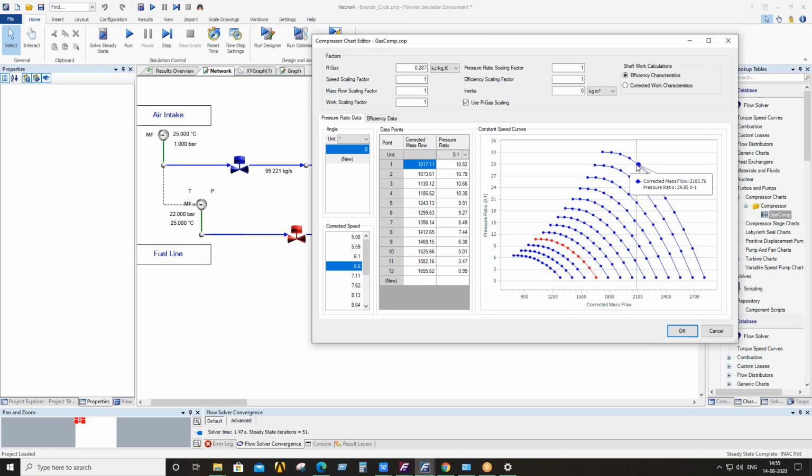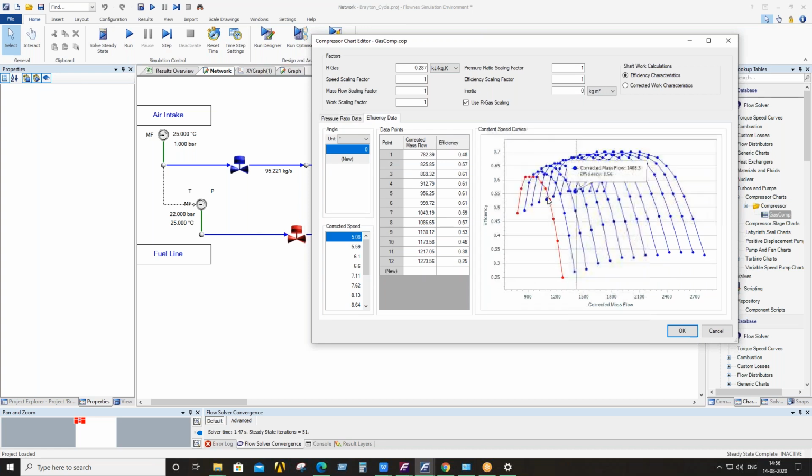These are the constant speed lines, and for each constant speed line we have to input those corrected mass flow and pressure ratio values. For operating the compressor in Flownex, we have to only mention this upper line and lower line so that Flownex will interpolate all the in-between points. And if you want more accurate results, then you can specify a number of graphs so that the interpolation will be accurate. So here is the compressor efficiency chart.